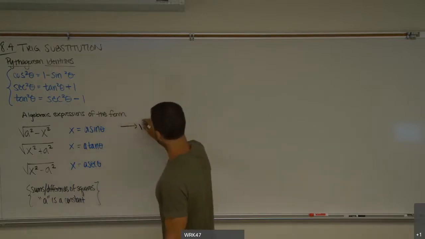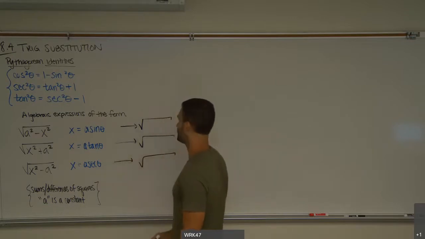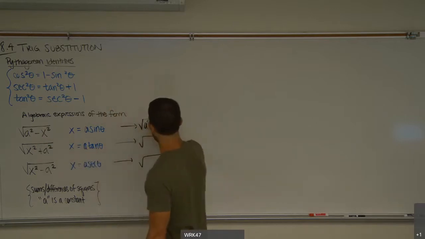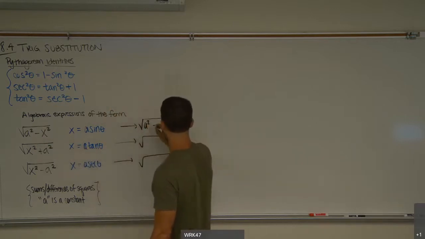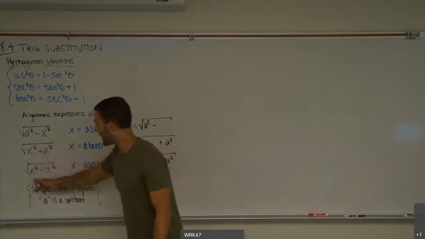What this will now give me is, well, we still have a root. We still have a root. We still have a root. We'll get a squared. I'm not replacing anything with the constant. So those are all the same. All I'm doing is replacing the variable x by the trig function.